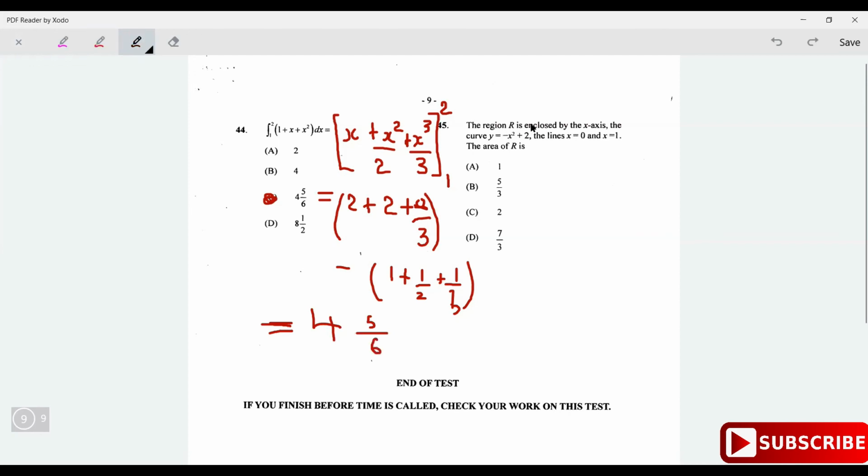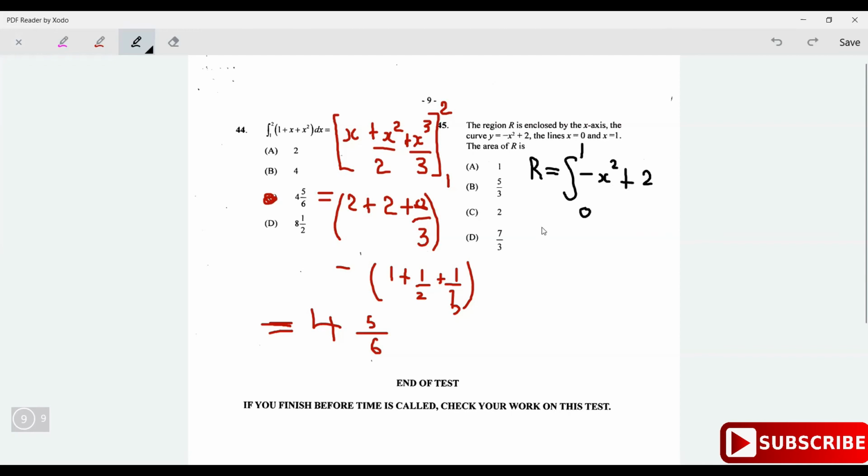The region R is enclosed by the x-axis and the curve y equals minus x squared plus 2, and the lines x equals 0 and x equals 1. Find the area of R. So the area of R is just going to be equal to the integral of minus x squared plus 2. And of course, we're integrating from 0 to 1.